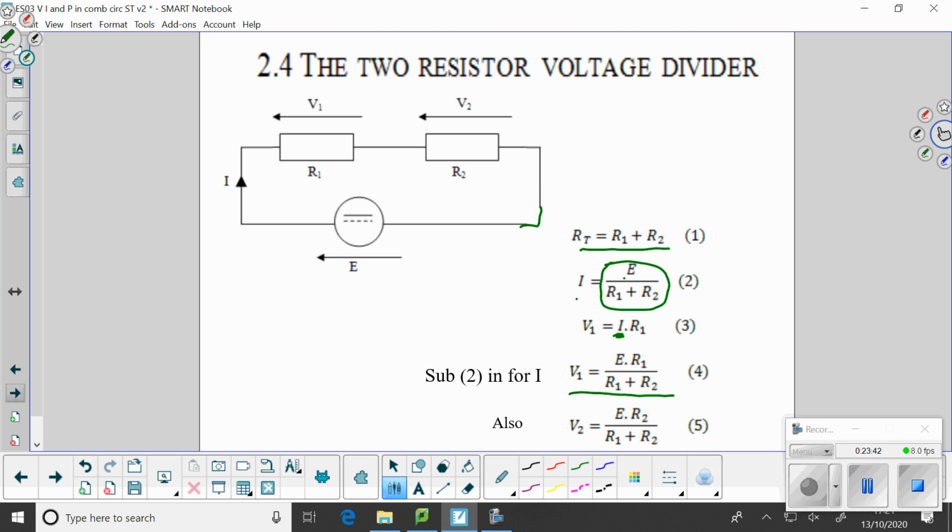It's because it divides up in a ratio of the resistor values. If you understand and like that formula for two resistors, that's quick. If you don't, do the longer route of calculating the separate values and finding the two separate voltages. I really don't care. What I'm interested in is, can you get the answer? All right.